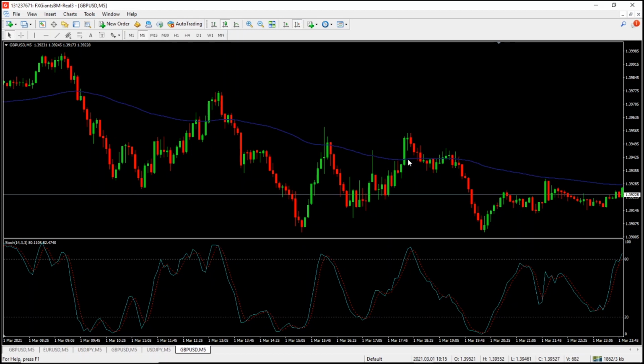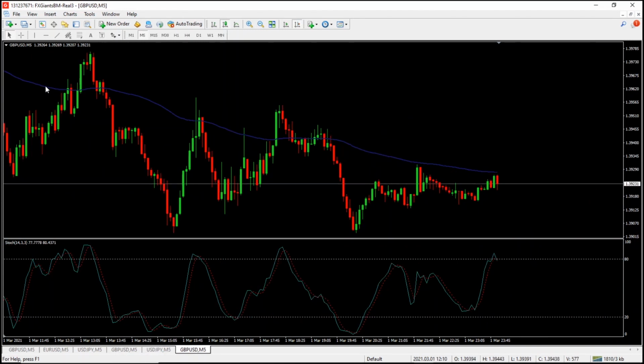When it's coming down, I look out for a sell trade. I only place a trade once it comes above the 80 line and it crosses. And when the market is trending up, I look out for oversold sections, and I place trades when the K line crosses over the D line.